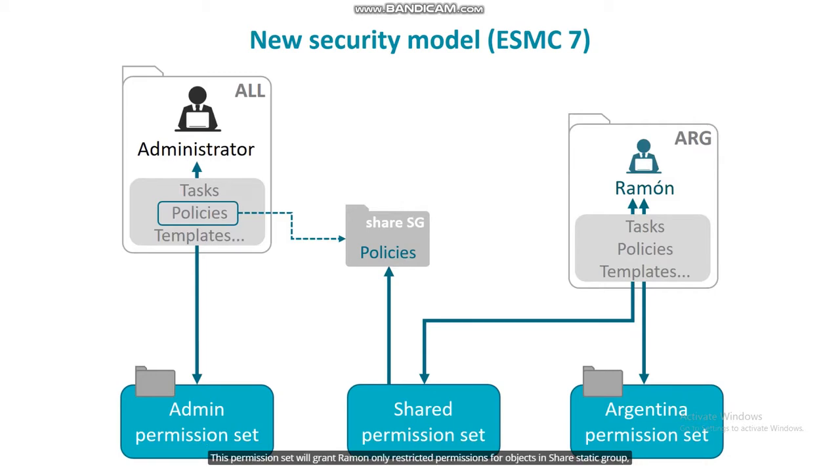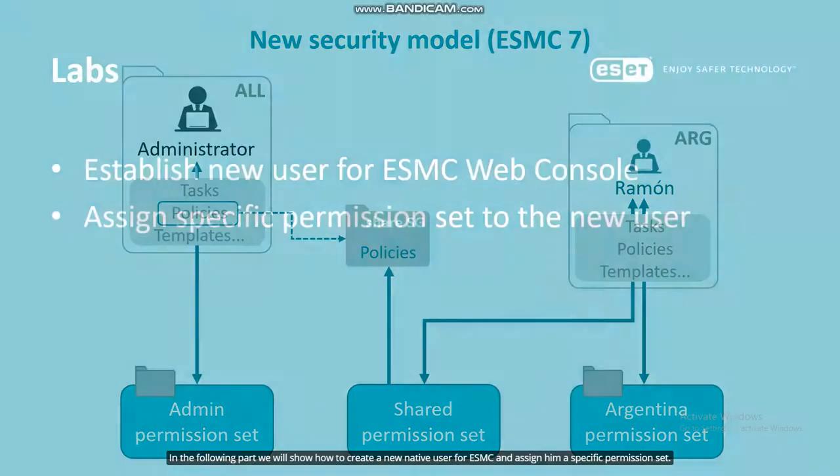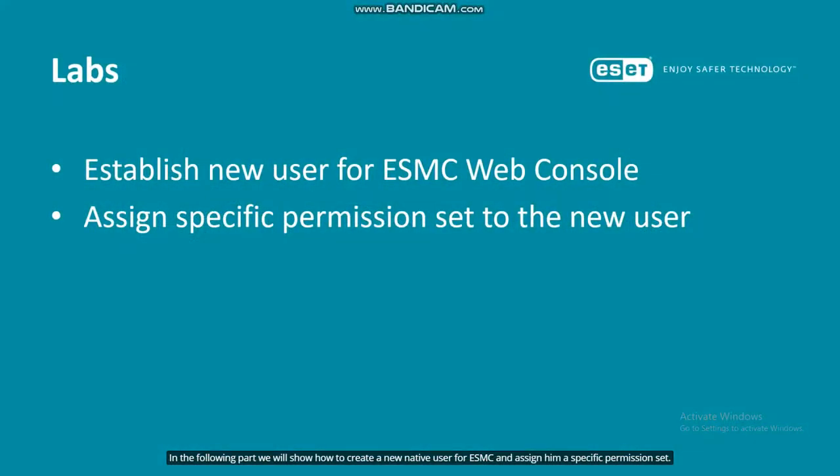This permission set will grant Ramon only restricted permissions for objects in the shared static group, in this case to use shared policies. Eventually, Ramon has two permission sets assigned. Strong permissions granted by the Argentina permission set and in addition restricted permissions granted by the shared permission set. In the following part we will show how to create a new native user for ESMC and assign him a specific permission set.